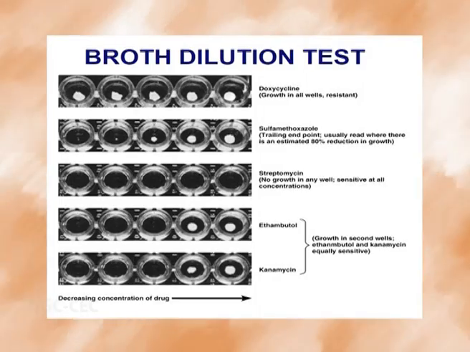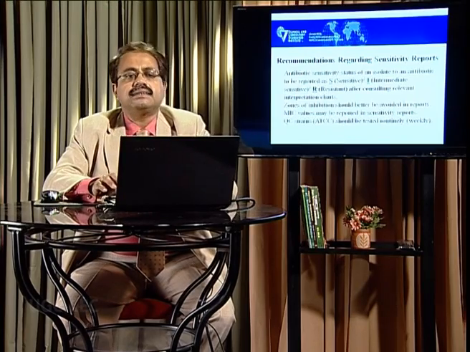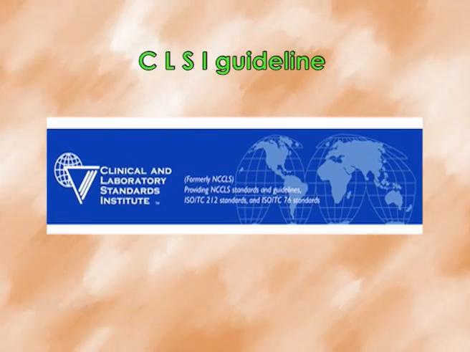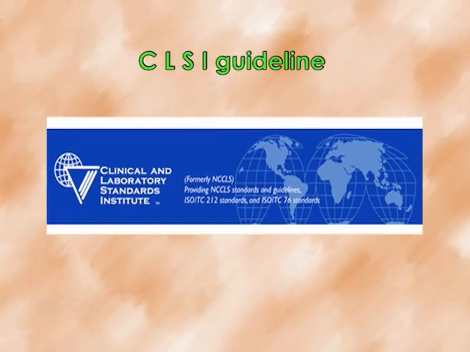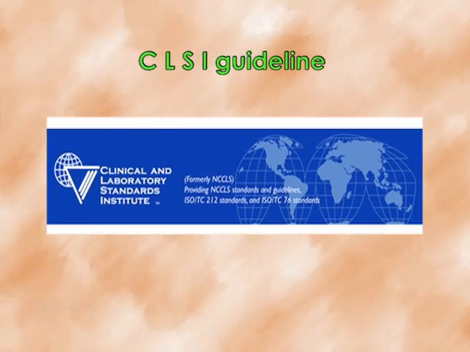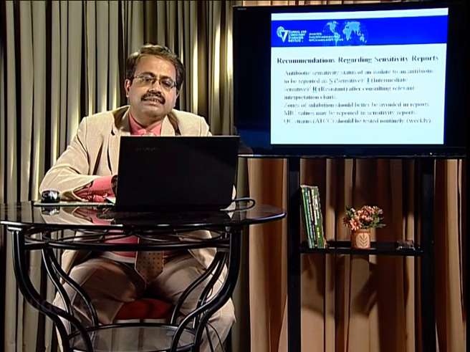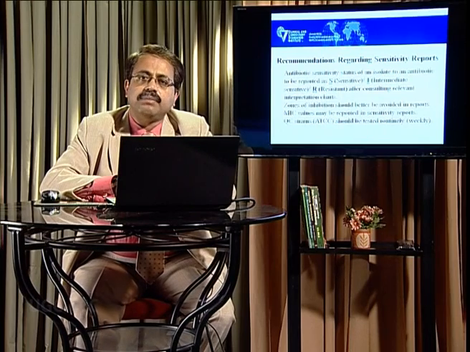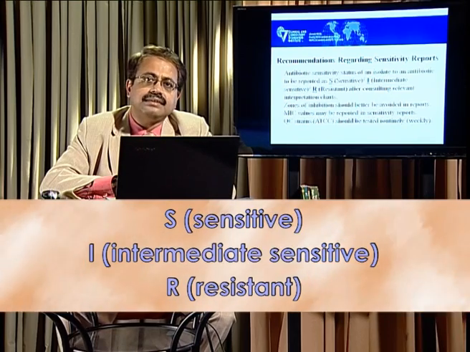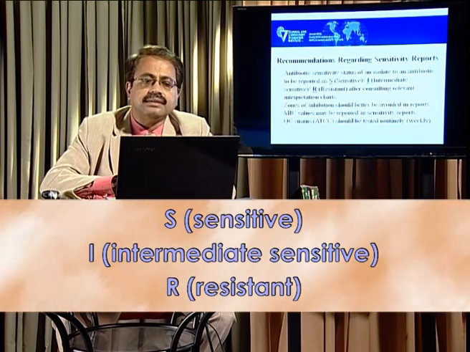So this is a broth microdilution technique, which I already discussed. And these are the CLSI guidelines, because most of the laboratories follow the Clinical and Laboratory Standards Institute guidelines. CLSI guidelines are revised every year. So according to CLSI guidelines, we report the antibiotic sensitivity status of an isolate to an antibiotic by either S, that is sensitive, I, that is intermediate sensitive, or R, that is resistant, after consulting the relevant interpretation charts.